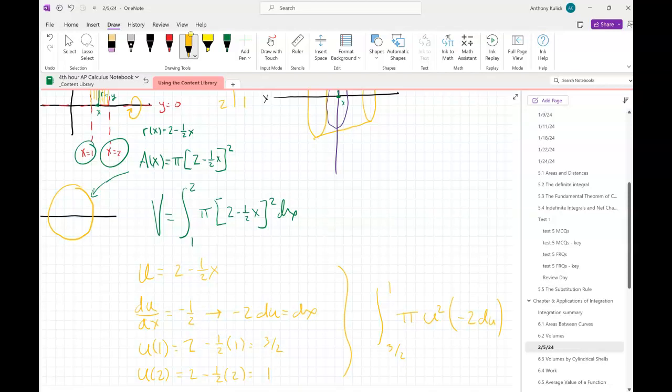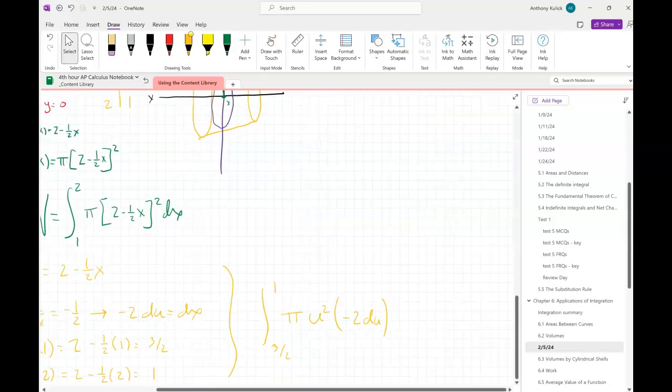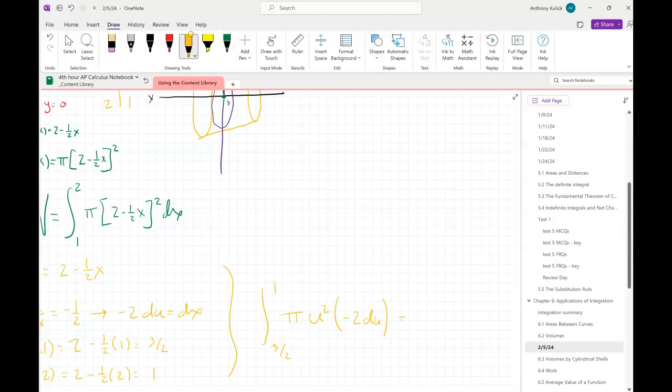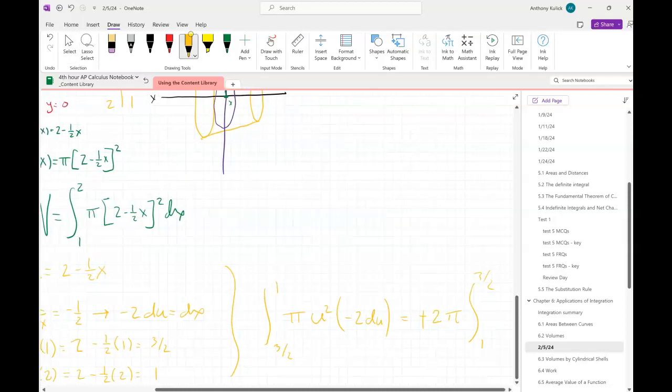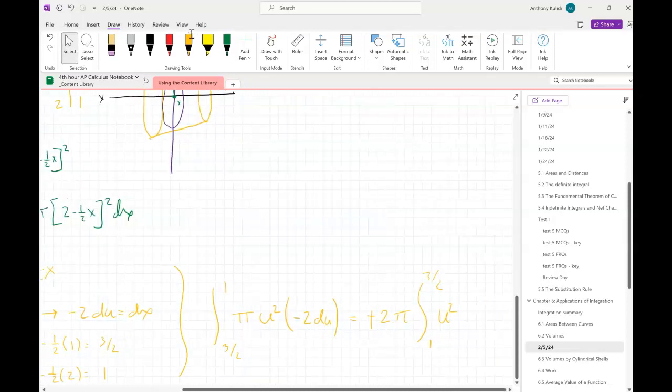Is everybody good with translating that into u sub form? Great. So Pierce is dead on. So we're going to have to flip the bounds now. So in doing so, we're going to take out the negative 2 pi out front. And then when we flip the bounds, what happens? It makes it negative again, so that just turns it back to positive. And we have u squared du.